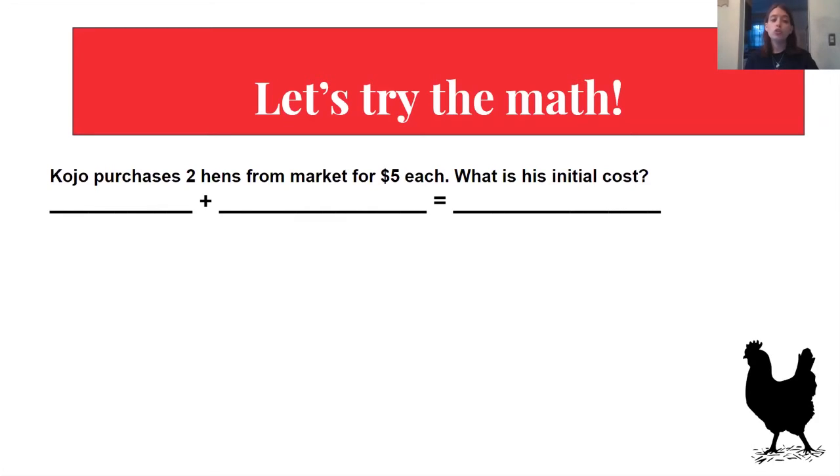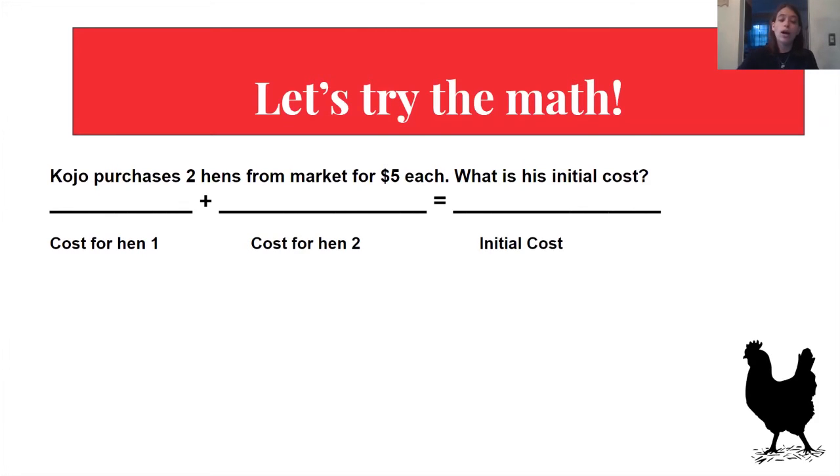It says, Kojo purchases 2 hens from the market for $5 each. What's his initial cost? The first thing we have to figure out is how much it costs him to start this business. If he had 2 hens and bought them for $5 each, how much is his initial cost? We take the cost of 1 hen and add the cost of hen number 2, and that gives us our initial cost.